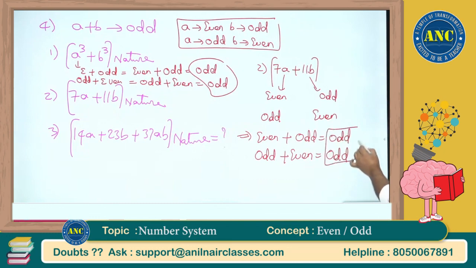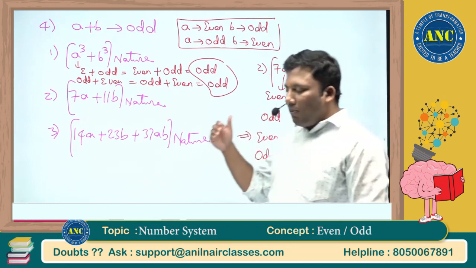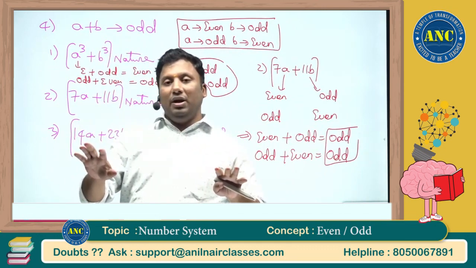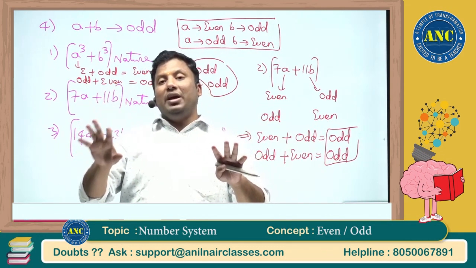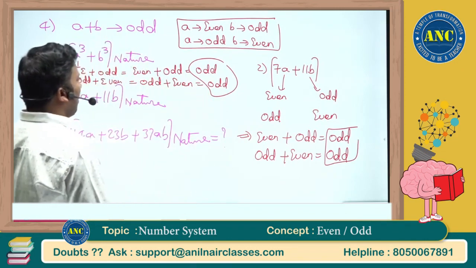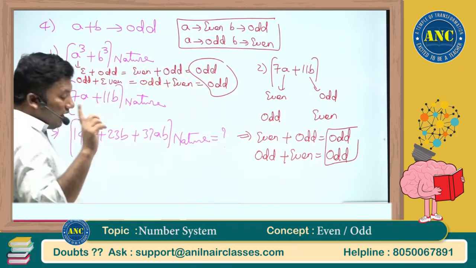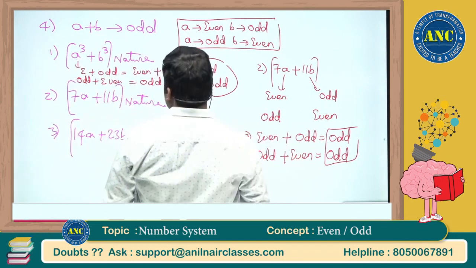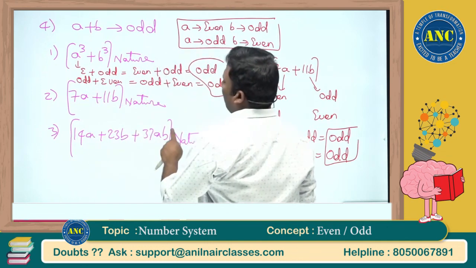Both the cases we should consider, sir. If the sum of two numbers is odd, one can be even, another can be odd. A can be even, B can be odd. A can be odd, B can be even. Please take all the cases. Take all the cases. 14A plus 23B.